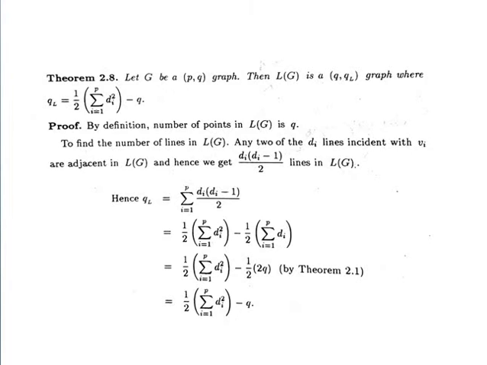Hence qL, for all the points, is equal to the summation from i equal to 1 to p of di times (di minus 1) by 2. Separating the summation, 1/2 summation of di squared minus 1/2 summation of di. We know the summation of di is 2q. So we get 1/2 times the summation of di squared minus q. Hence the proof.